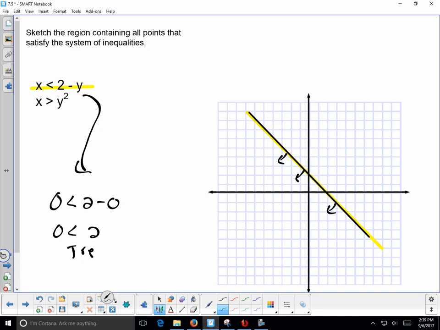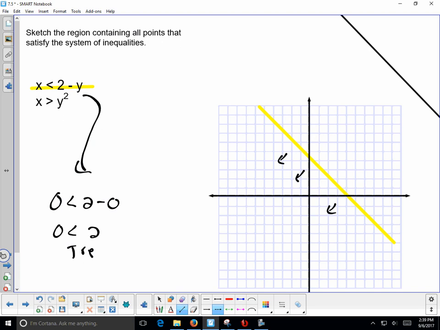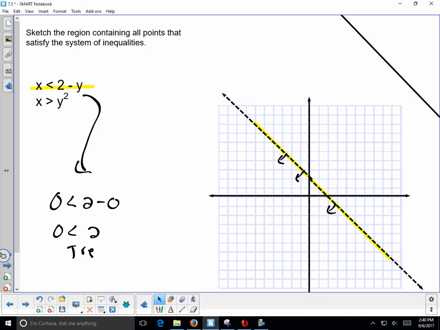Oh, my bad. This should be a dashed line and not a solid line. I am so sorry about that. Let's correct that. Now, let's make that line go away. Let's bring in our dashed line. You're not very neat anymore, but you get the gist.